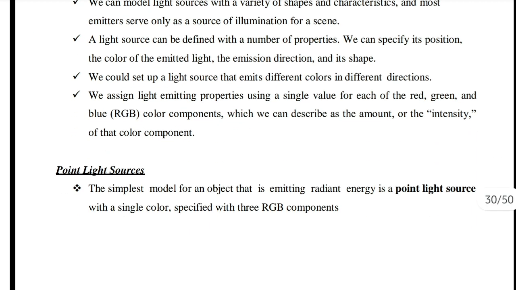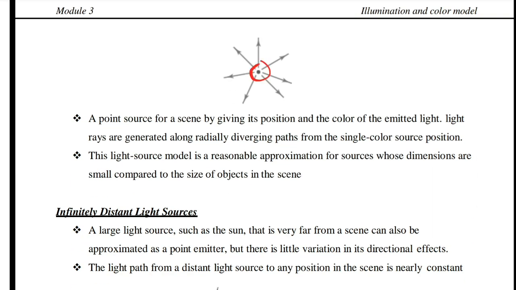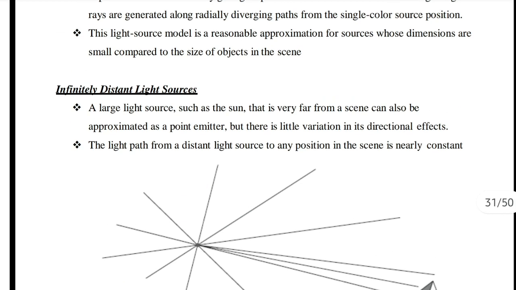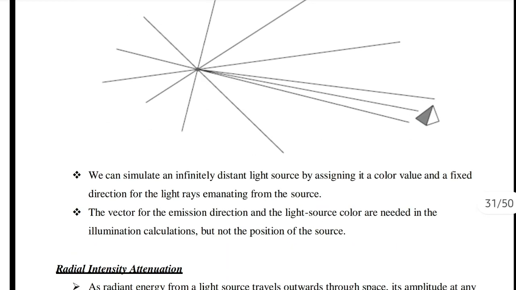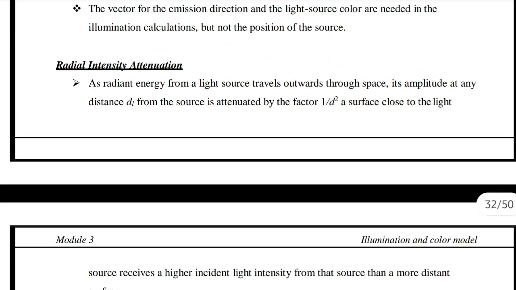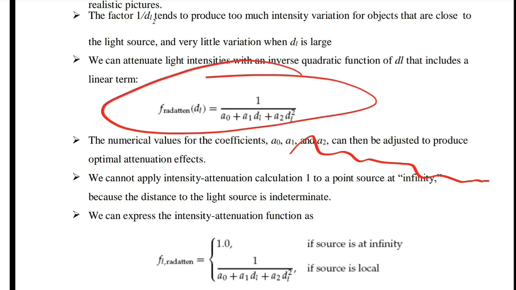And there are three types of light sources. First is the point light source. In a point light source, there is a point and light spreads in all directions. Infinitely distant light source means the light source is very far away and the light comes in parallel, like the sun. Then we have radial intensity attenuation. Radial intensity attenuation means as the distance increases, the light brightness decreases. That is known as attenuation, and this is the formula to calculate the attenuation.